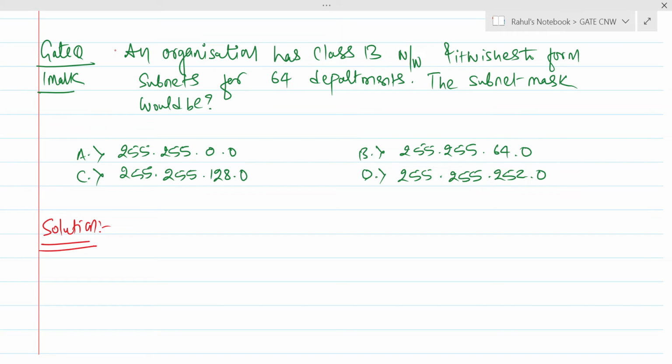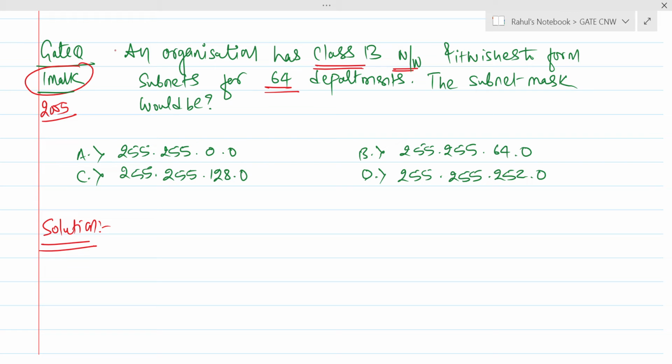So this problem was asked in GATE 1 mark and the year was 2005. In 2005, it was asked in 1 mark, right? The question is, an organization has a class B network. It wishes to form a subnet for 64 departments.